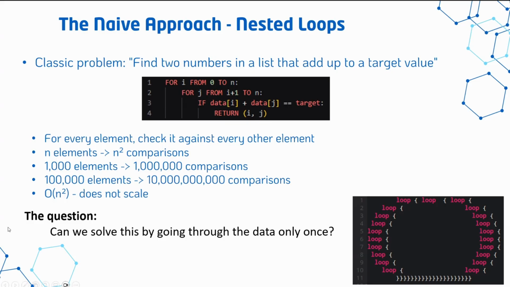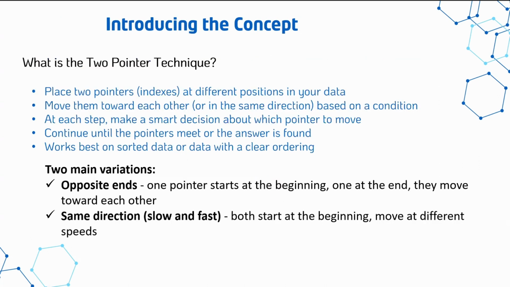Can we solve this by going through the data only once? Now, that's what we are going to do. So, introducing the concept: what is the two-pointer technique? You place two pointers at different positions in your data, and move them toward each other or in the same direction based on a condition. Again, I'm going through this because we will debug one application. At each step, make a smart decision on which pointer to move. Now, look at this: move them towards each other.